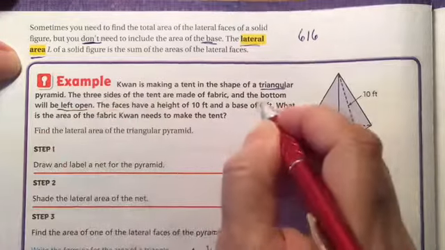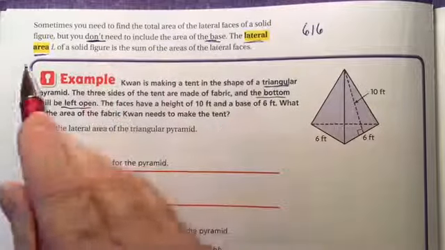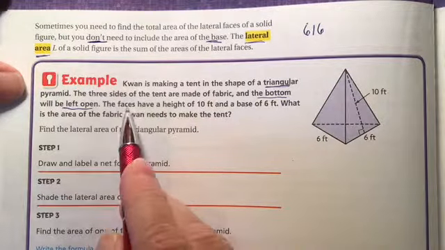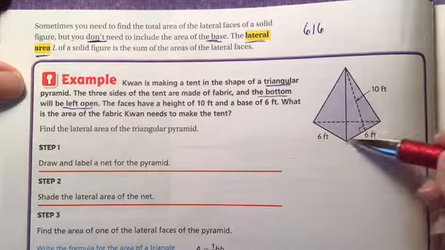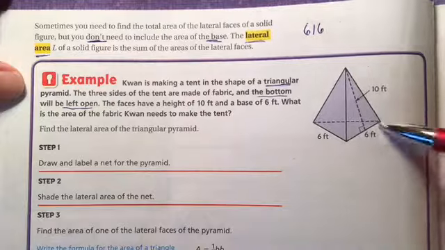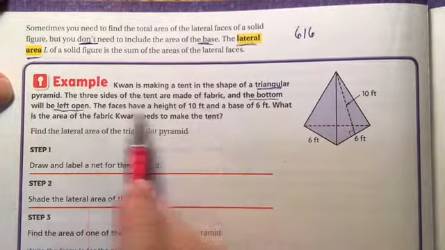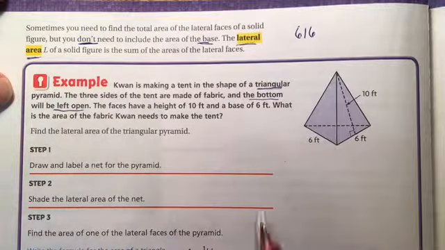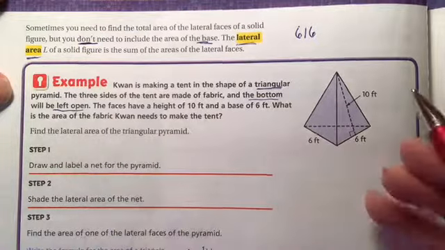So basically our tent is just sitting on the ground. And that's why we just want lateral surface area, because there's not going to be a base to find. The faces have a height of 10 feet, so right here, perpendicular to the base of our triangle. The faces have a height of 10 feet and a base of 6 feet. What is the area of the fabric Quan needs to make the tent?